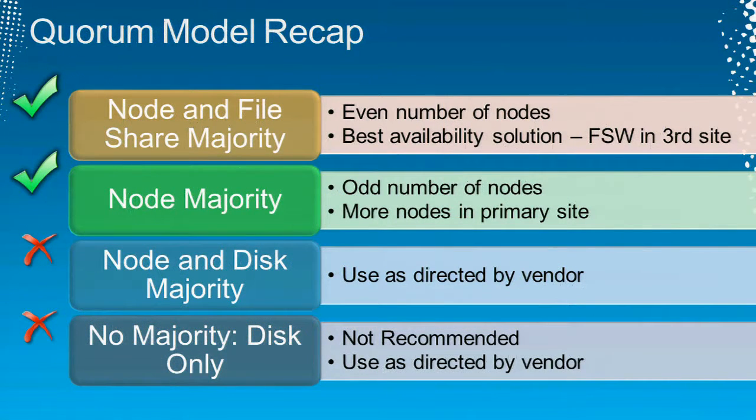Quick recap. Quorum model recap. We have four quorum models: node and file share majority, node majority, node and disk majority, and disk only majority.